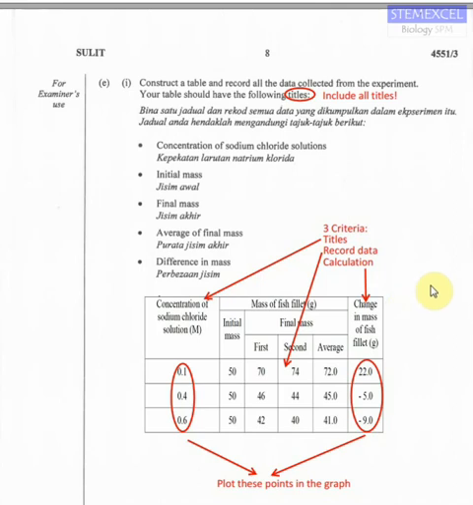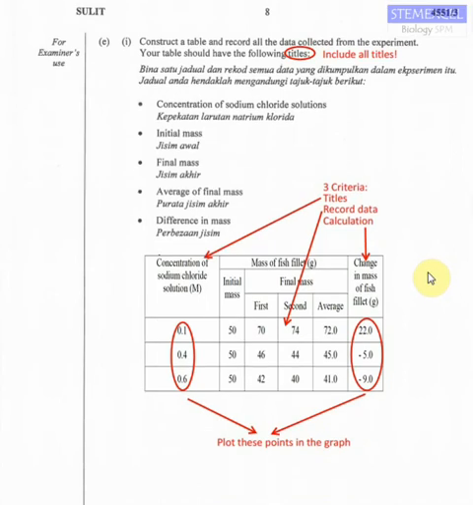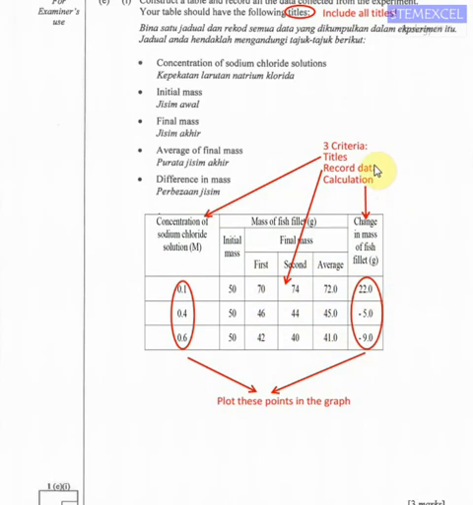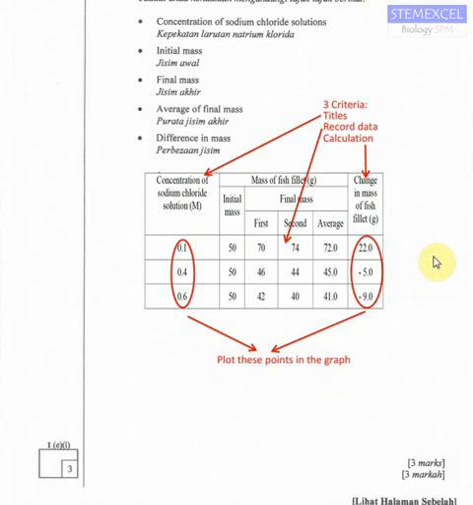The three important criteria for the 3 marks that are allocated for this section are: number 1, you must have all of the titles; number 2, you need to record all of the data correctly; and then the third one, usually you need to put the calculation. If you have all of these 3 correctly done, you should be able to have the full 3 marks.